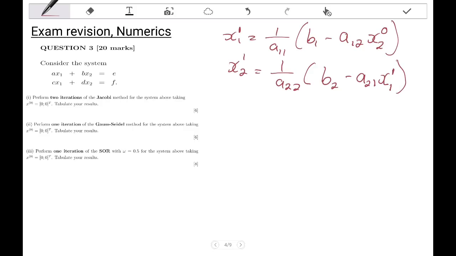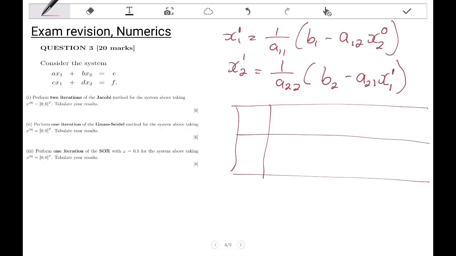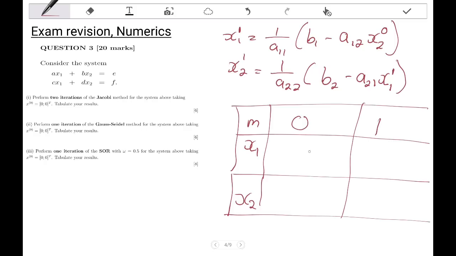So when we calculate, we're going to do what we did previously. First, we're going to draw a table. This time, we're asked to do only one iteration. So we're going to have something like this. This is m, this is x1, and then I extend my table here. This is x2, and then this is 0, and then this here is 1, and then 0 and 0, because we are given here the initial values that you have to take as 0 and 0.